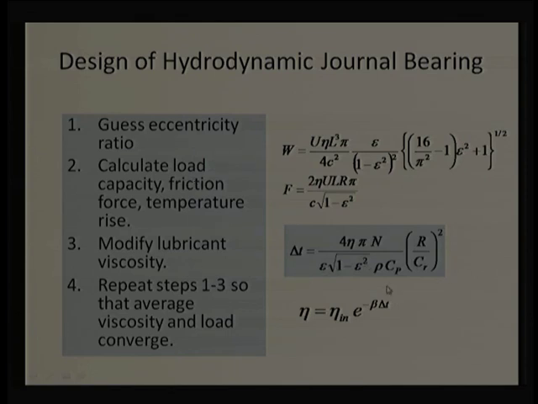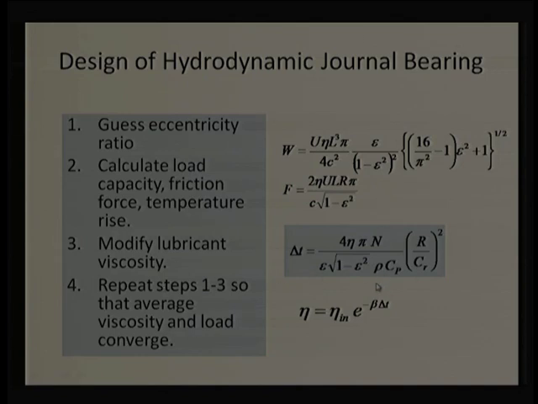Once we know the temperature rise, delta T, we modify the viscosity, that is what we have mentioned. There are 3 steps. Eccentricity is a guess, so that does not require any calculation as such. Then load calculation, friction force calculation, temperature calculation, then finally viscosity calculation, and this viscosity is going to be input to the load. Naturally, it requires overall iteration to converge to one final solution.